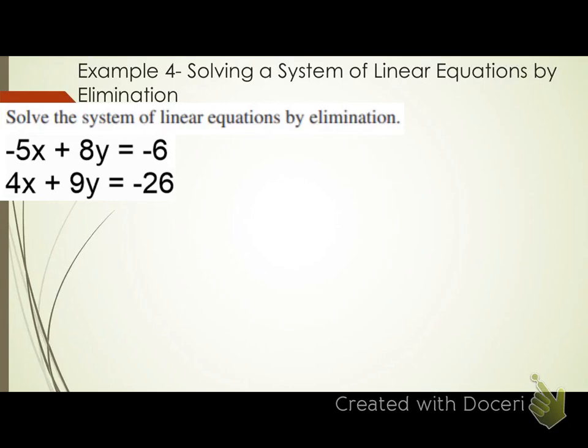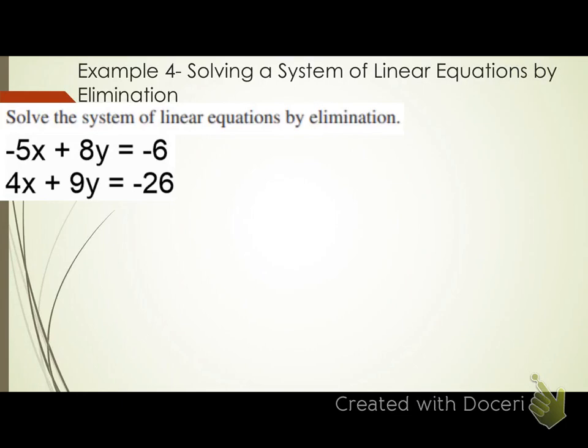Let's look at our y values. Can I multiply 8 by anything to get to negative 9? No. Can I multiply 9 by anything to get to negative 8? No. So if I wanted to eliminate y's, once again I'd have to multiply both equations by a number. So either way, we're going to have to multiply both equations here.